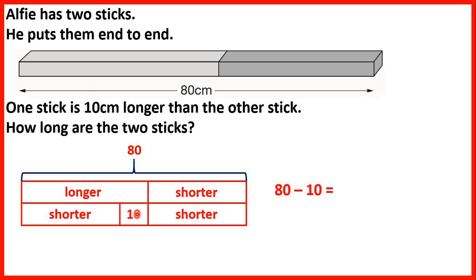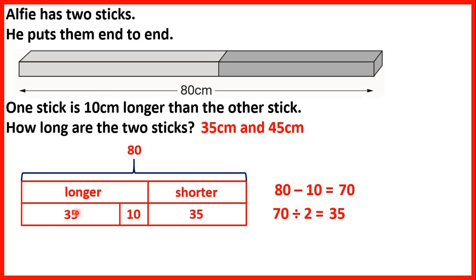So here we can see that 80 minus 10 is 70, so these 2 bars together will have a total of 70. So to find the value of each bar, we can divide 70 by 2, and that gives us 35. So for the longer stick, we have 35 plus 10, so that's 45 centimetres, and for the shorter stick, we have 35 centimetres. And that makes sense because 45 is 10 more than 35, and 35 plus 45 is 80 altogether.